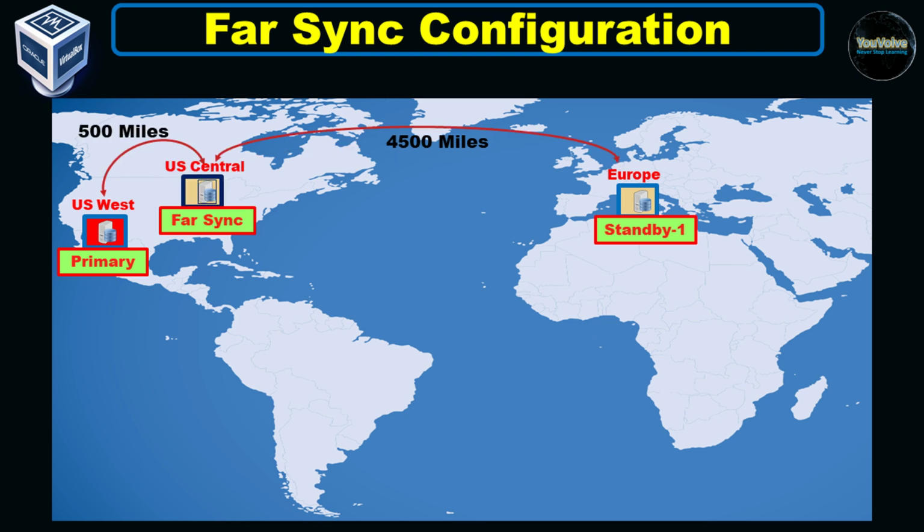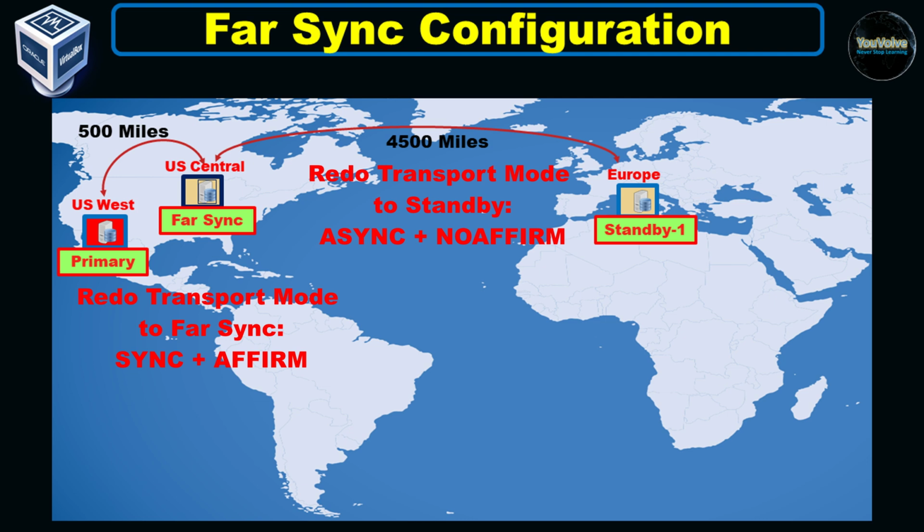Now instead, if you configure a parsing somewhere close to the primary, say in the US Central region, which is a few hundred miles away from the primary, then you can still transport the redo with SYNC and AFFIRM mode with an acceptable network latency, because the standby will receive the redo in ASYNC and NOAFFIRM mode from the parsing. In this configuration, even if the primary site is hit by a disaster, the standby will still get all the redo it needs from the parsing. This is called parsing with maximum availability as protection mode.